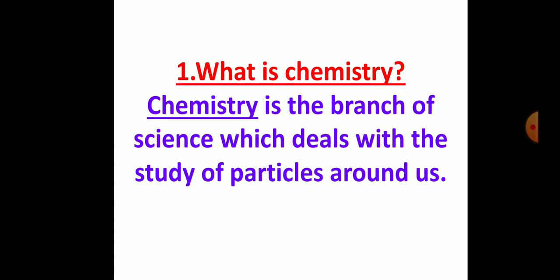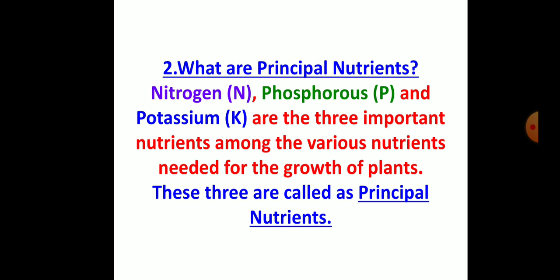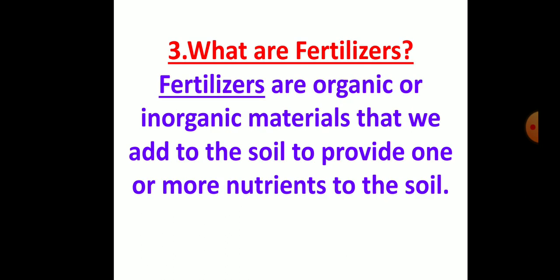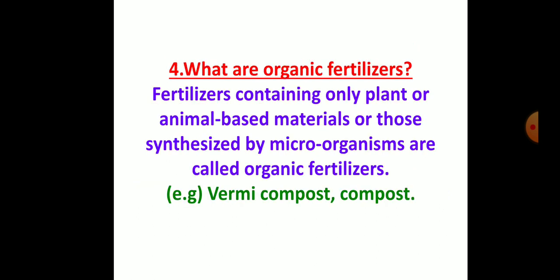What is chemistry? Chemistry is the branch of science which deals with the study of particles around us. What are principal nutrients? Nitrogen, phosphorus, and potassium are the three important nutrients among the various nutrients needed for the growth of plants. These three are called as principal nutrients. What are fertilizers? Fertilizers are organic or inorganic materials that we add to the soil to provide one or more nutrients to the soil.